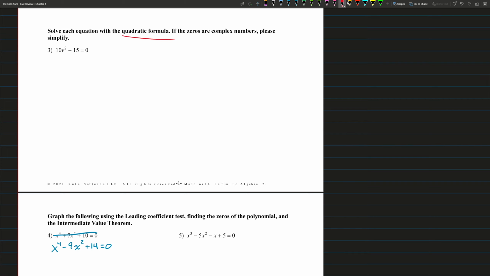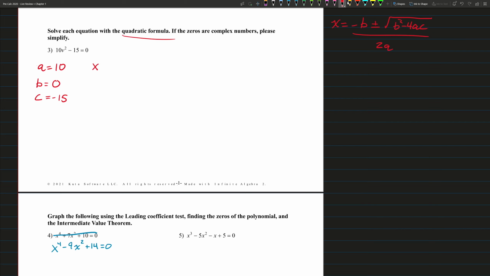But our quadratic formula is x is equal to negative b plus or minus the square root of b squared minus 4ac all over 2a. Okay, so we just identify a, b, and c, and then plug it into that formula and simplify. So a in this case is 10, b is 0, right, because we have 10v squared plus 0v minus 15, and then c is negative 15.